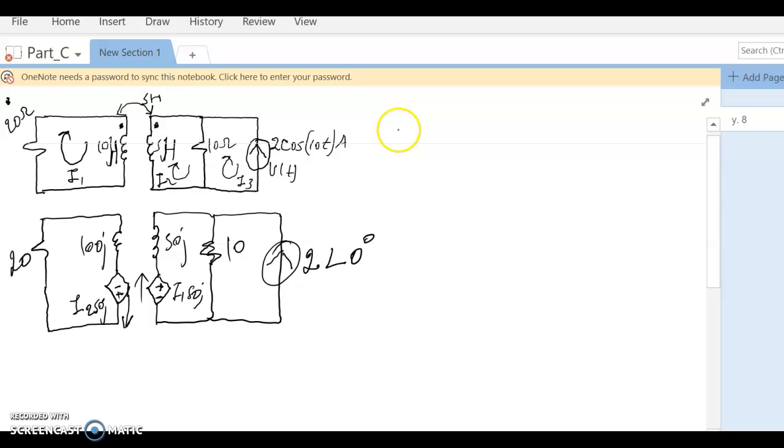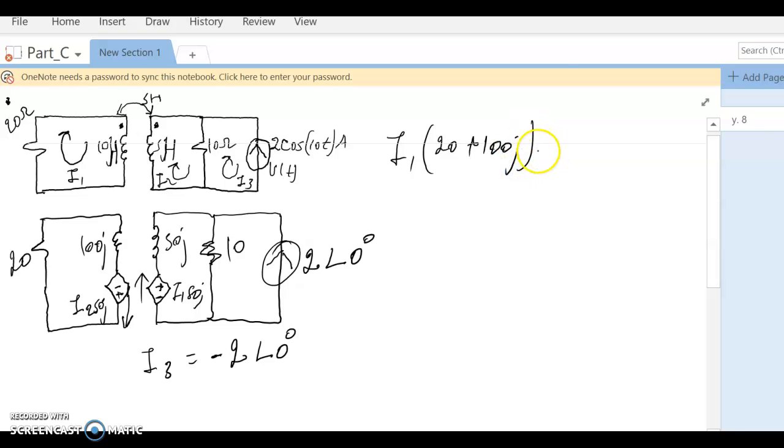The next step is to set up the equations. So the easiest thing here is I3. We don't have to do anything for I3. It's going to be minus 2, 0 degree. But for loop 1 and loop 2, we have to come up with the equations. So for loop 1, it's going to be I1 (20 plus 100J) minus I2 50J is equal to 0.